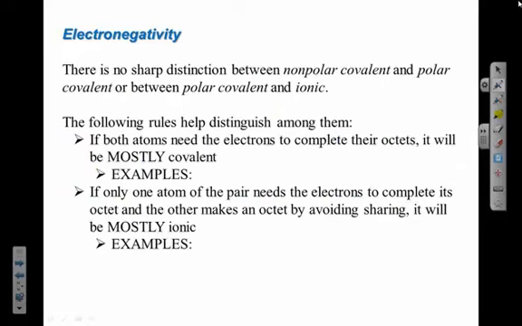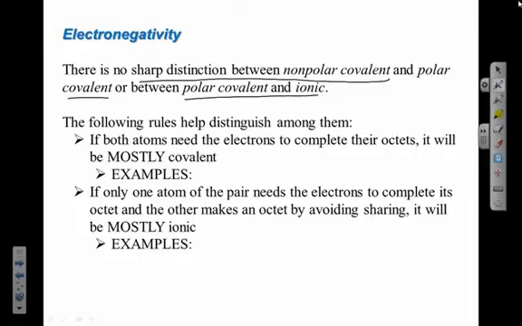So that's why I have this slide here. There's no sharp distinction between nonpolar and polar, so that 0.5 cutoff is really not that useful. And there's also no sharp distinction between polar covalent and ionic. But we still have to do our best to put them into the categories that we have.